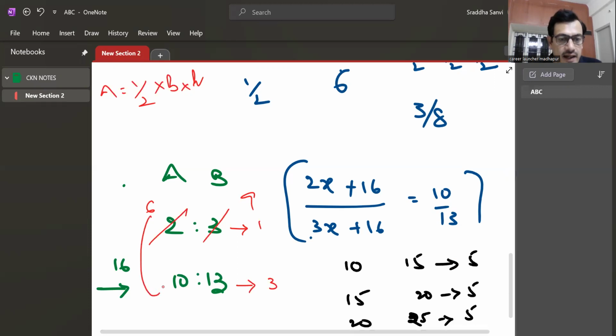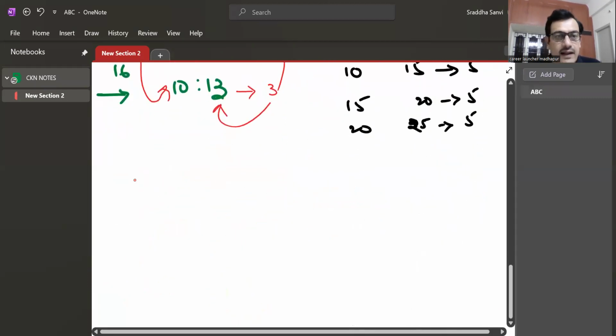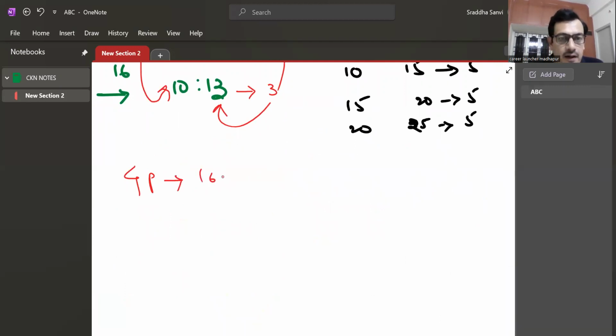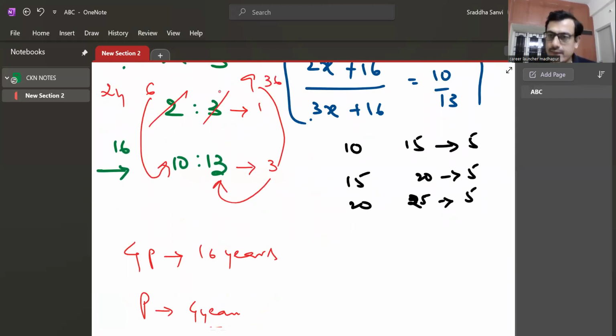Now for A, the age from 6 became 10. For B, from 9 it became 13. You all can see that there is an increment of 4 parts in age. The increment happened because I am adding 16 years. You are all okay? When 4 parts is 16 years, each part equals how many years? 4 years only. So the first person having 6 parts, 6 4s are 24, the second person having 9 parts has 36. This is how you have to solve the problem.